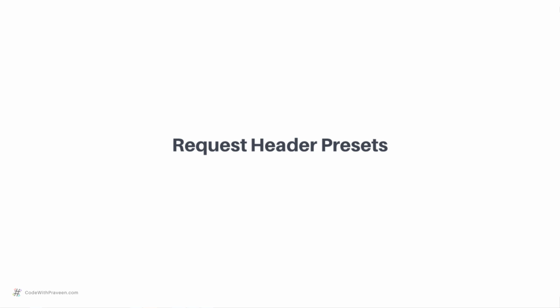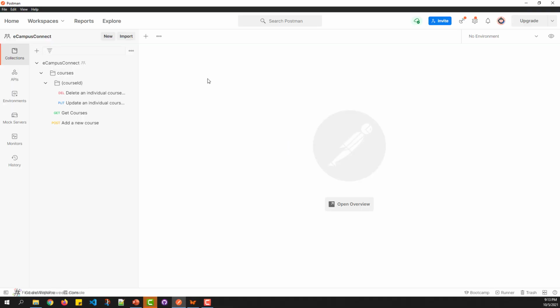Request header presets. In this lecture, we'll look at how you can combine multiple headers into a group and make it a preset that you can reuse across multiple requests. To show this in action, let me create a GET request for an individual course item.